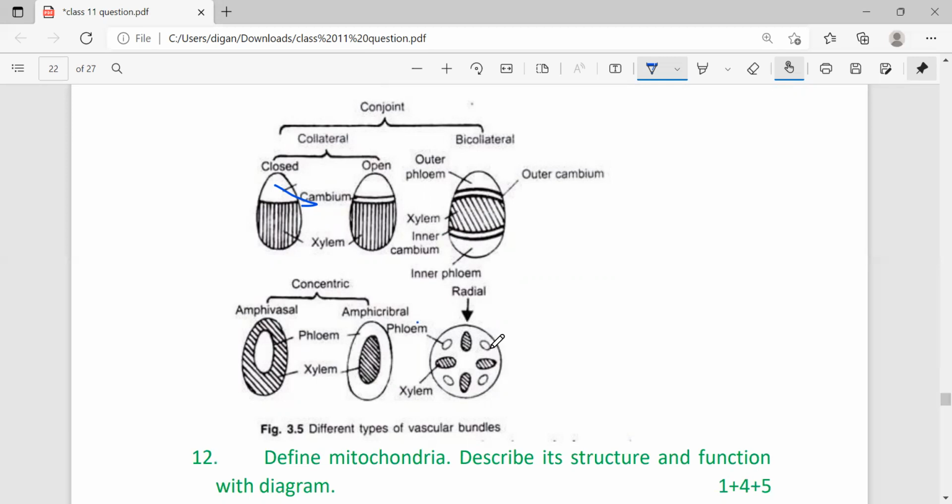Now the last one is called radial, where xylem and phloem are arranged in separate directions. So total vascular bundles are mainly three types. First one is conjoint, and under conjoint there are collateral and bicollateral. Second one is concentric, and under concentric there are two types. And the last one is radial. So these are the main three types of vascular bundle.